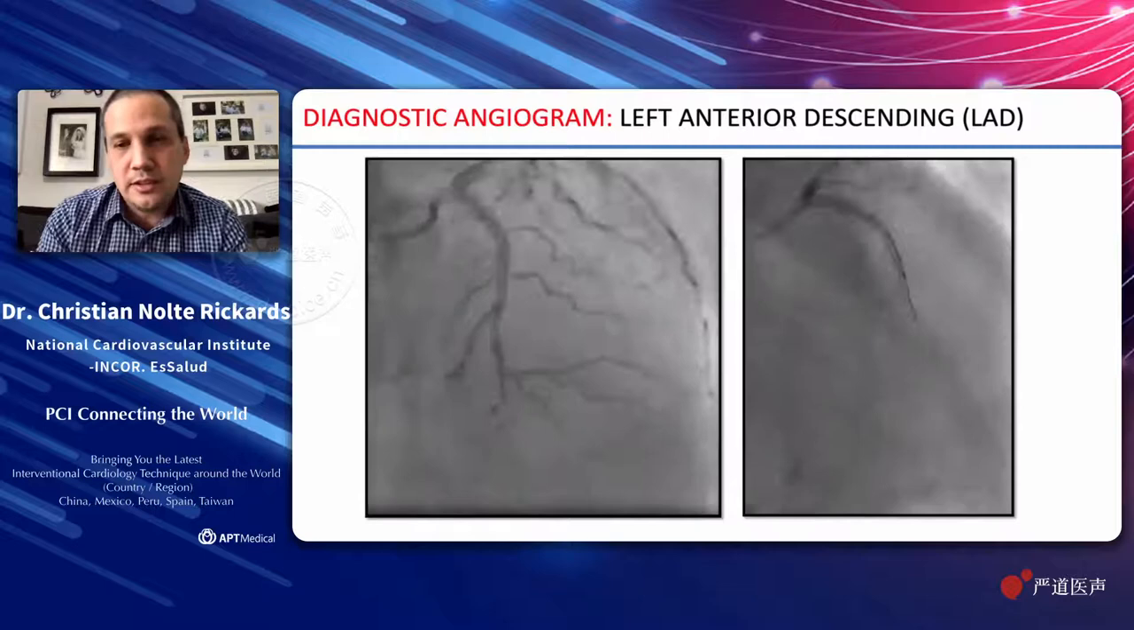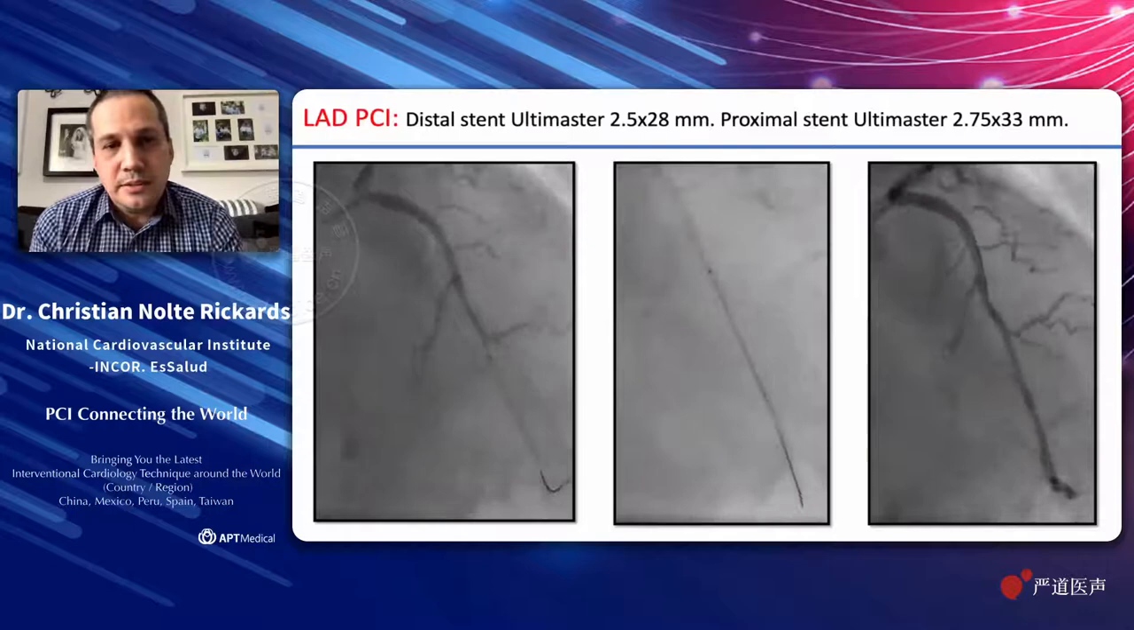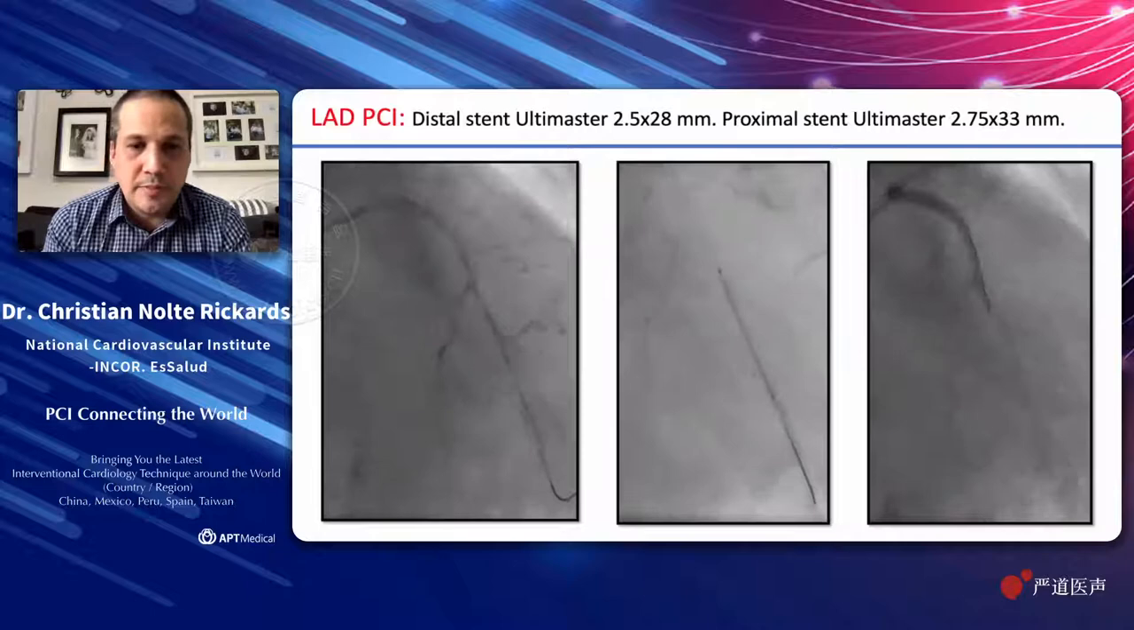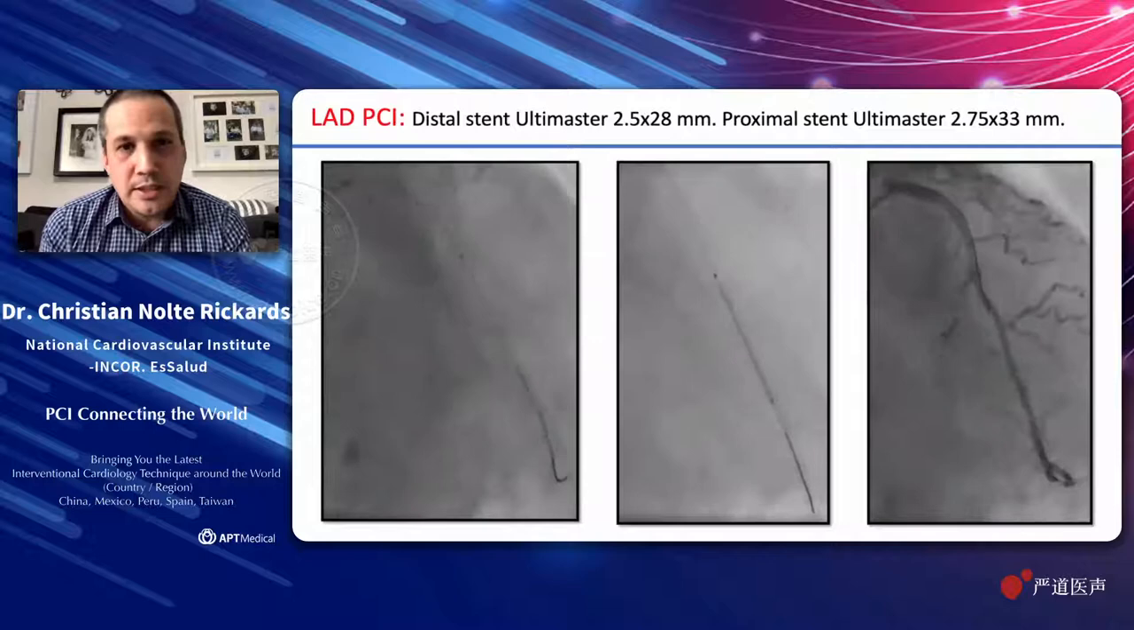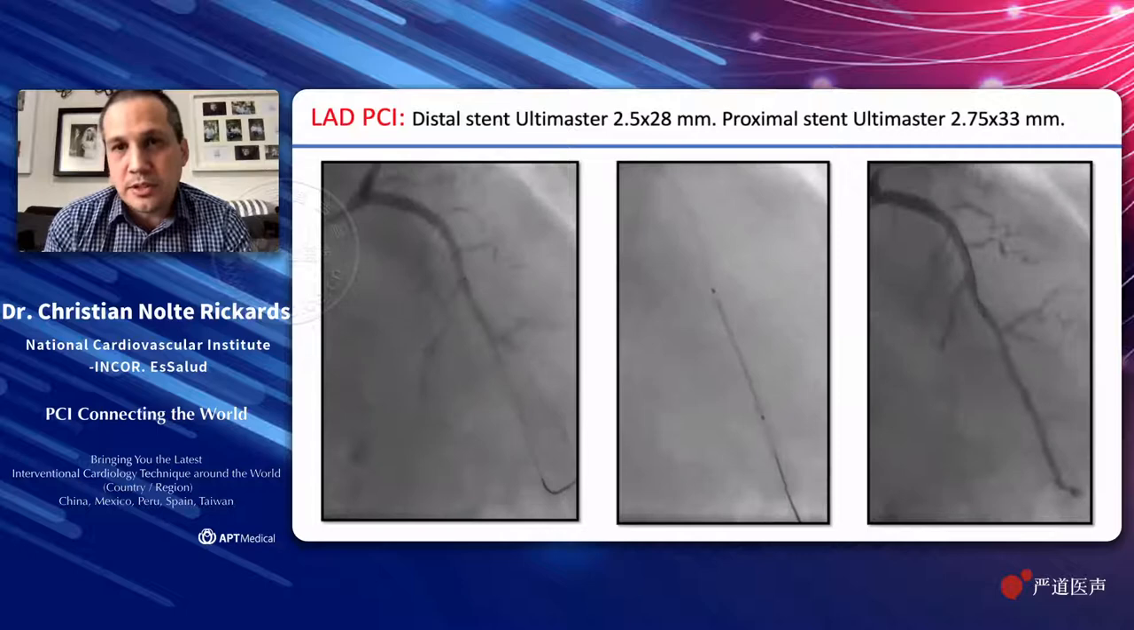And here's the angioplasty. It was a straightforward angioplasty. The guide wire went through really easy. And we deployed two Ultimaster stents: 2.5x28 in the distal LAD, and overlapped with this one, a proximal stent, Ultimaster 2.7T5. And that's the final result.